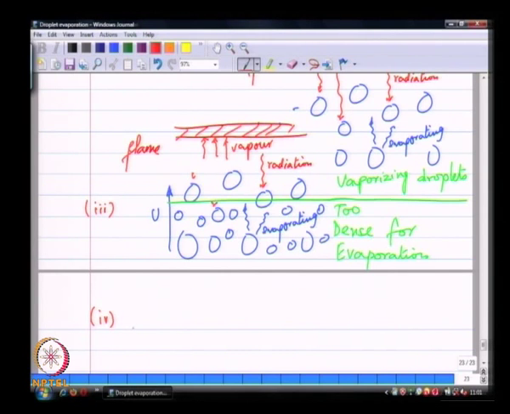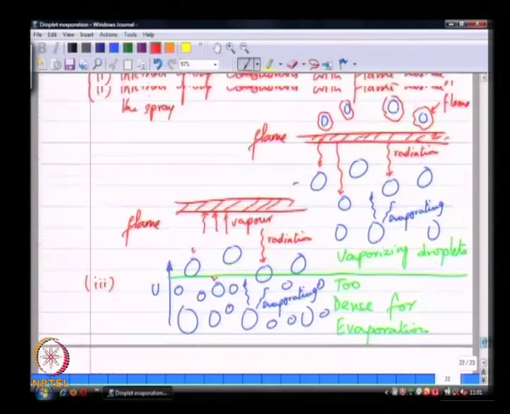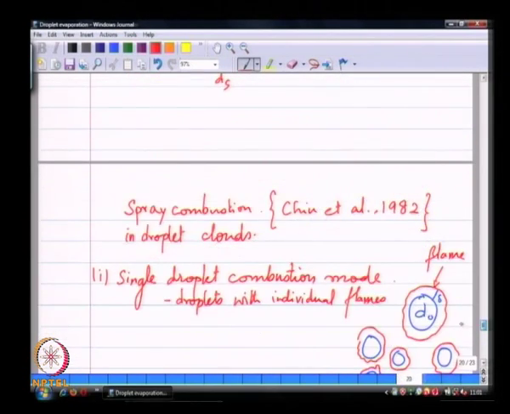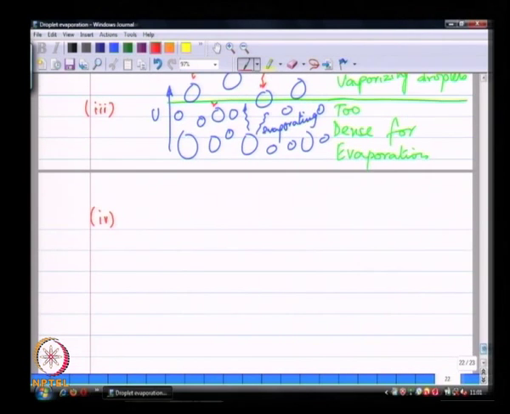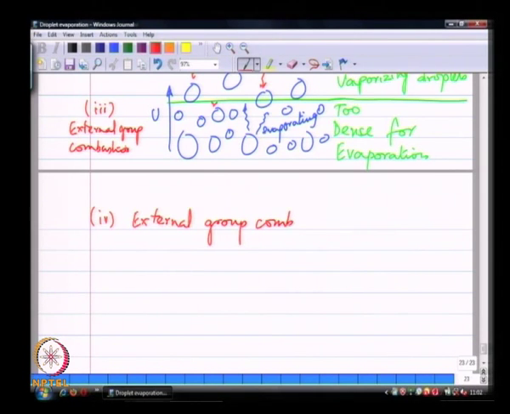Okay. The fourth regime, this mode of spray combustion, is called external group combustion, and this is also an external group combustion. The fourth mode is also an external group combustion, without the too dense for evaporation region.